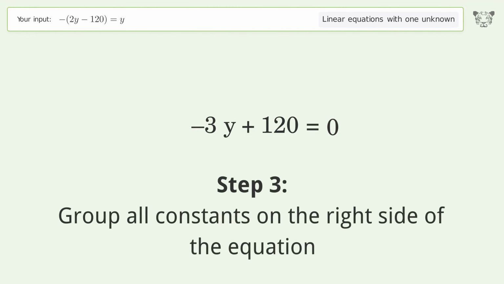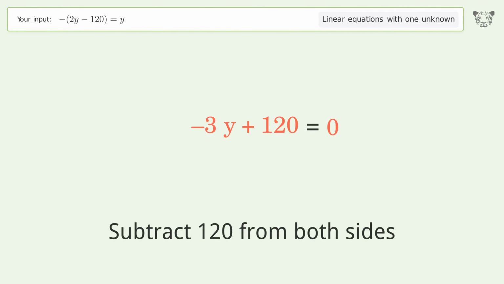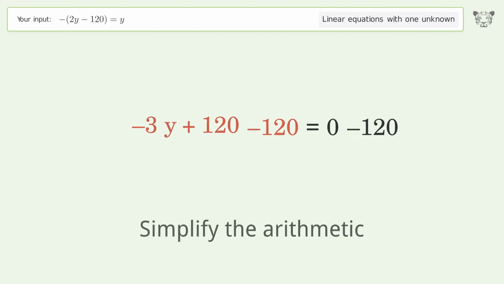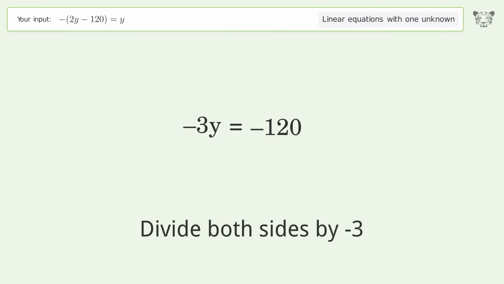Group all constants on the right side of the equation. Subtract 120 from both sides. Simplify the arithmetic. Isolate the y. Divide both sides by -3.